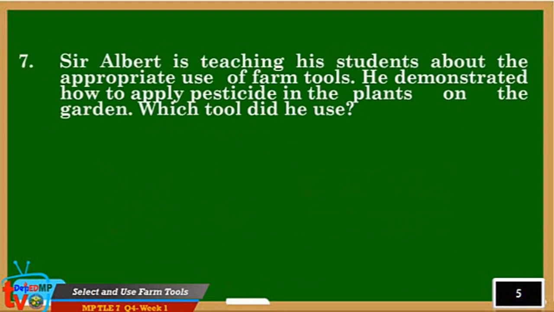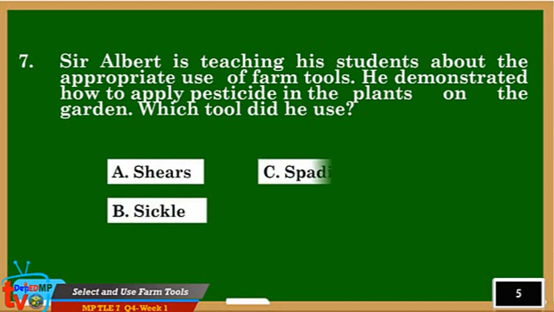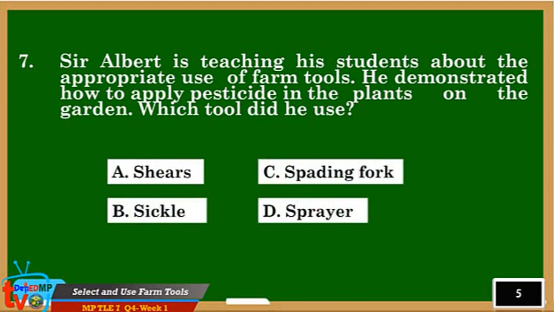Number 7. Sir Albert is teaching his students about the appropriate use of farm tools. He demonstrated how to apply pesticide in the plants on the garden. Which tool did he use? A. Shears. B. Sickle. C. Spading fork. D. Sprayer.